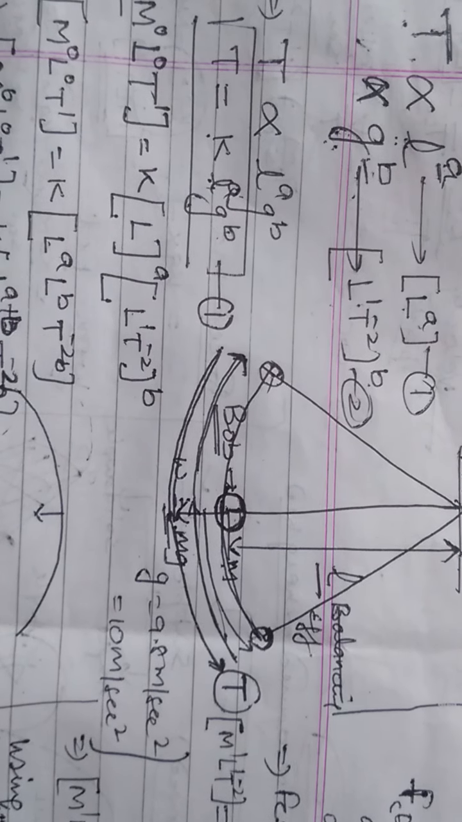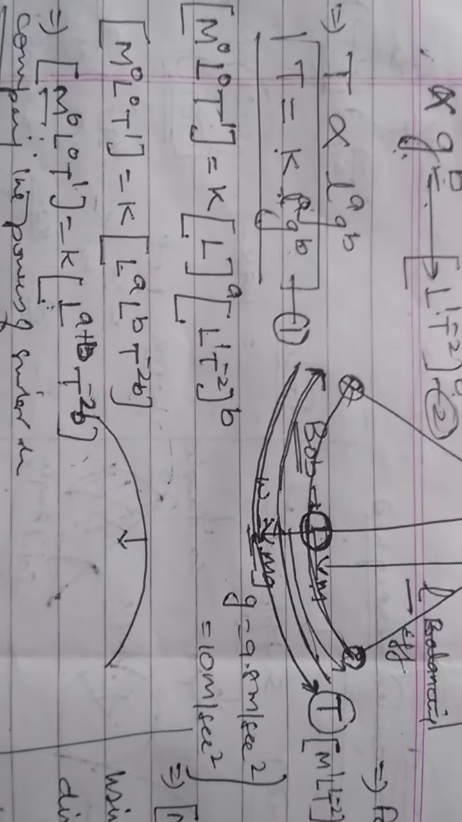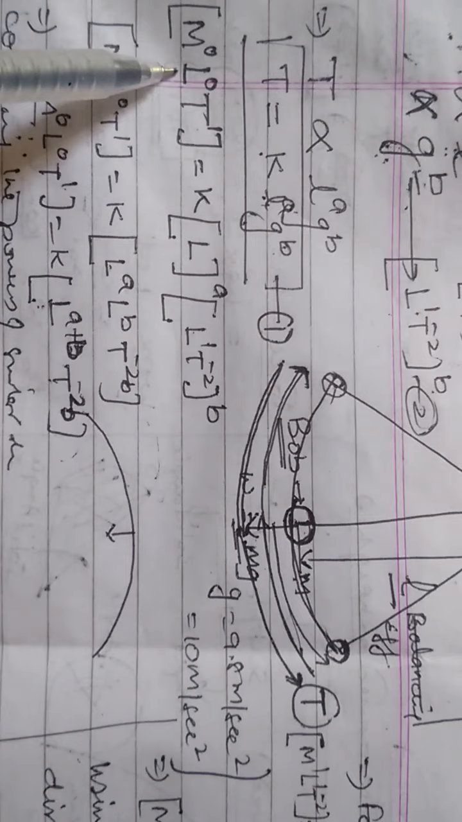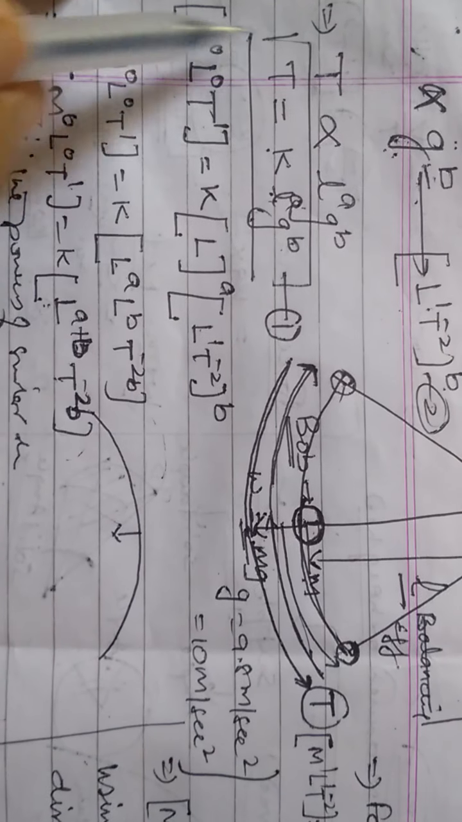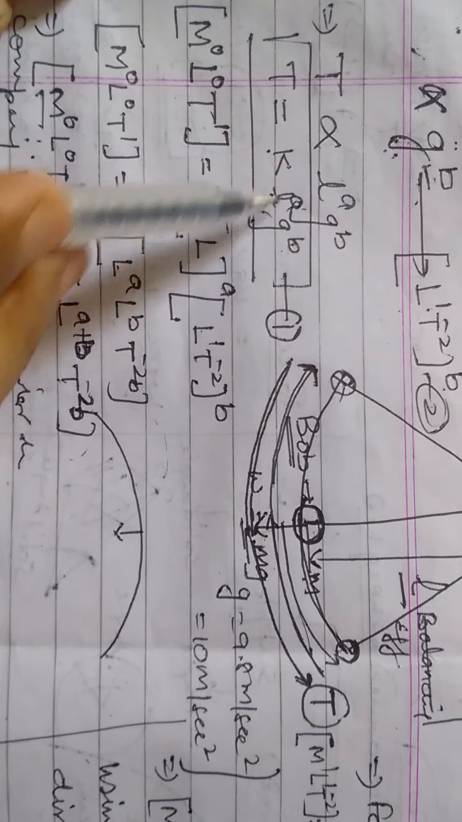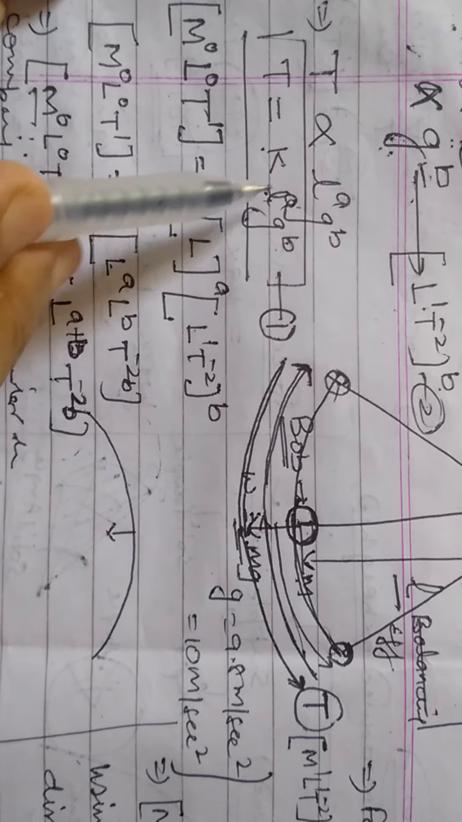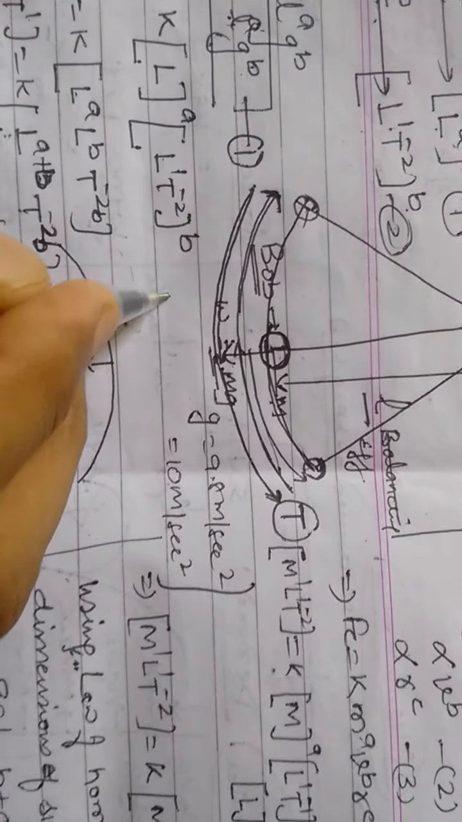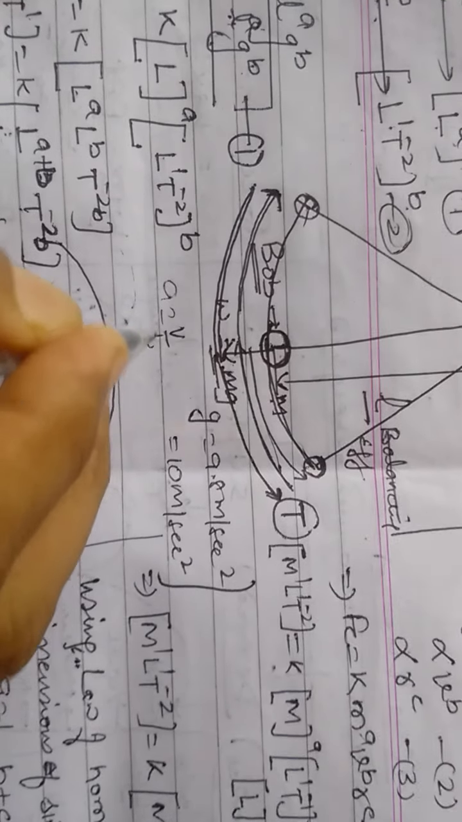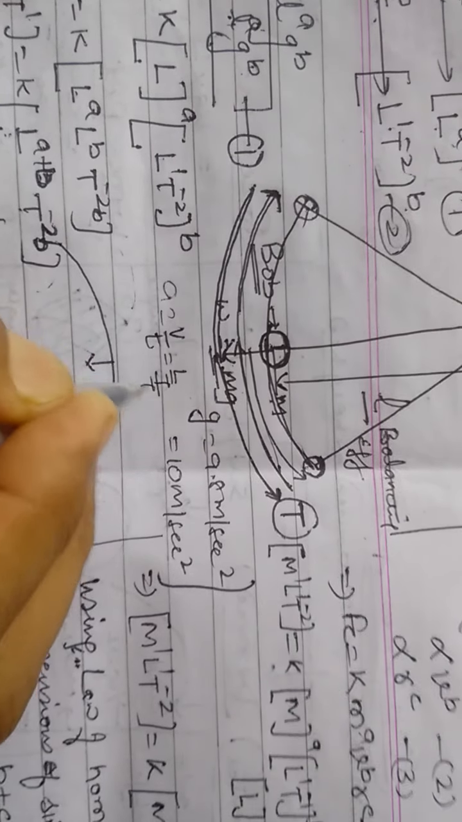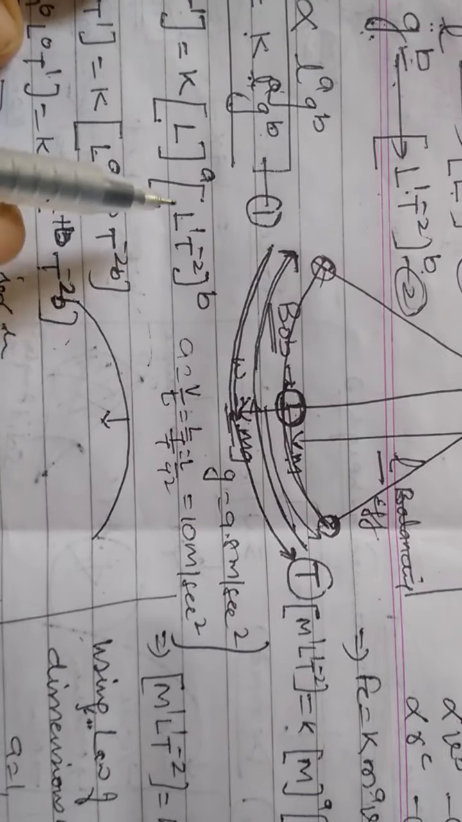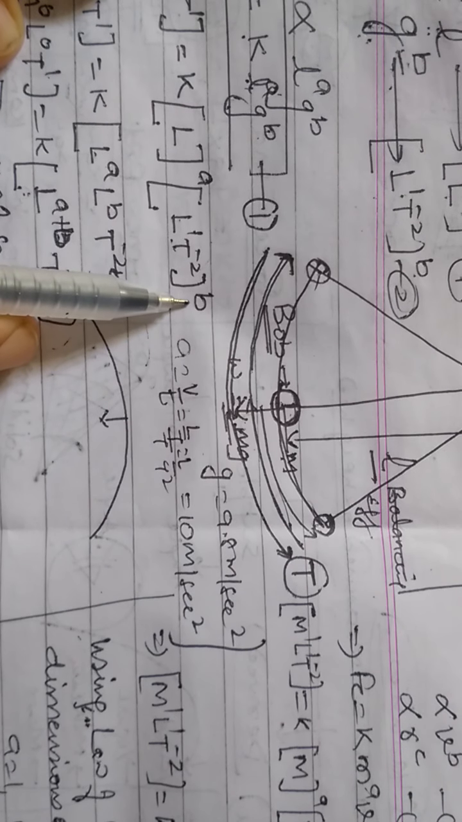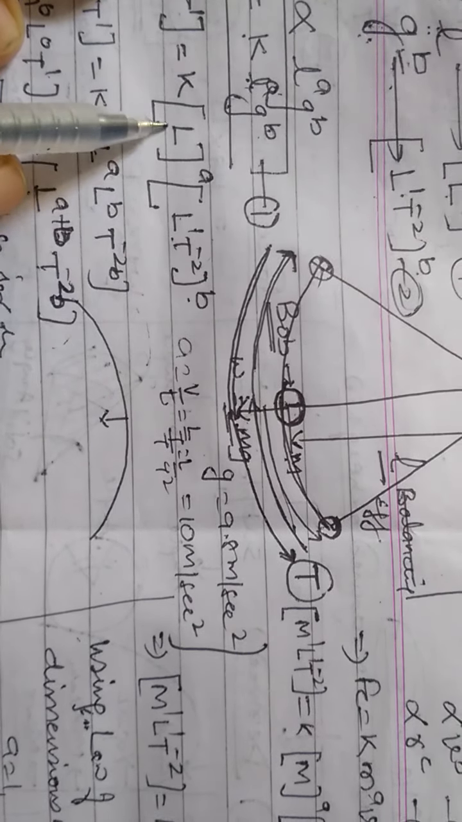A and B are the dimensions of L and G respectively. Now the dimension of time period is M^0 L^0 T^1, because mass is not there, length is not there, only time is there. The dimension of length is L. What is the dimension of acceleration? Velocity upon time, and velocity is L upon T, so acceleration is L upon T square. So the dimension of acceleration due to gravity is L^1 T^-2. We write B for the dimension of G and A for the dimension of length.